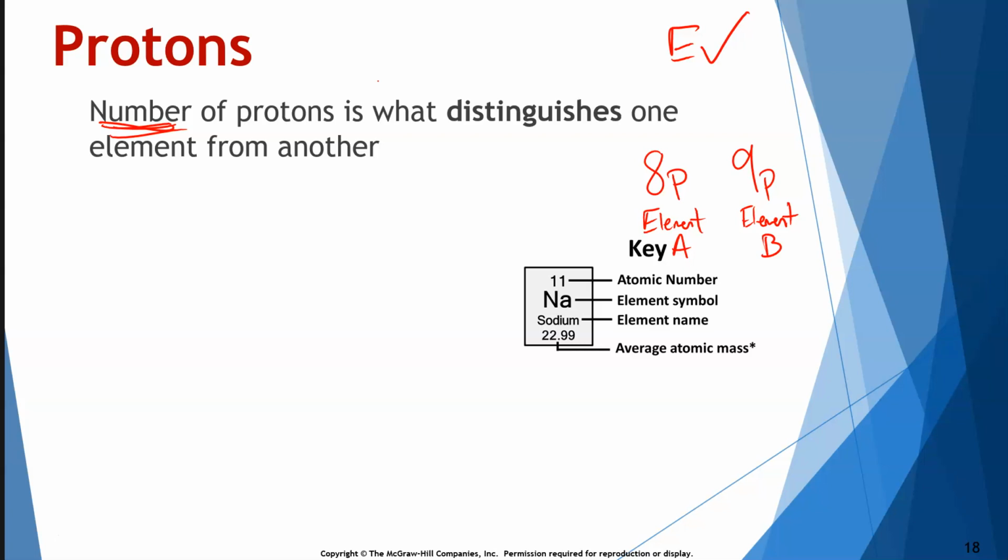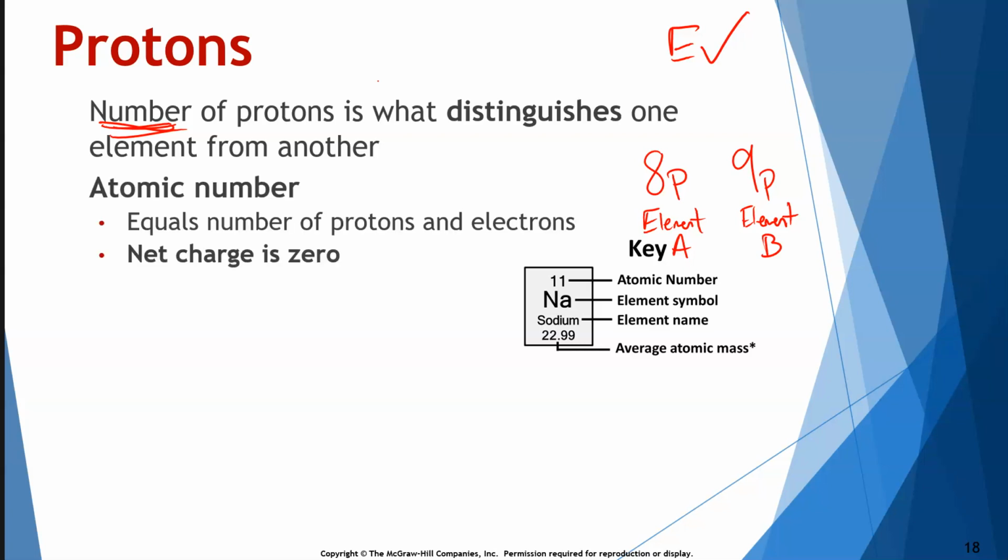We can recognize the number of protons by a value called the atomic number. The atomic number is equal to the number of protons and also equal to the number of electrons. It is not an addition, it is just the number. So the atomic number is the number of protons, and it is also the number of electrons. It is not protons plus electrons. It is merely the number of protons and the number of electrons. So that number will be the same.